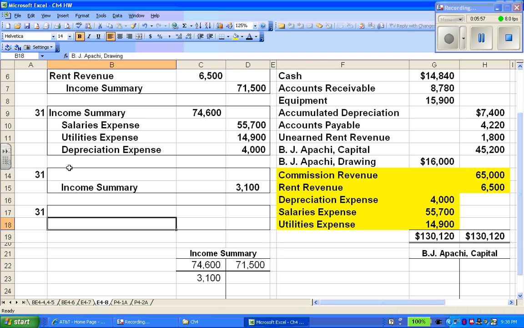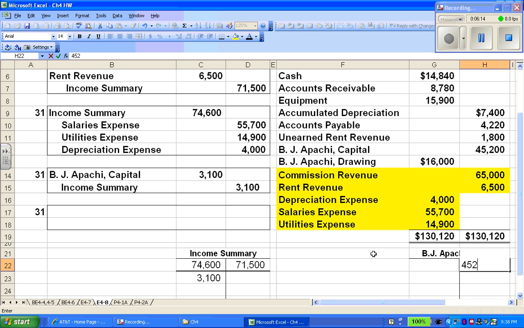the account I want to close this out to is the capital account. And that'll be the 3,100. So why don't we post that to our capital account? Let's see, our beginning balance is 45,200. Or, that's the balance in our adjusted trial balance, and that would be reflected in the detail of that account.